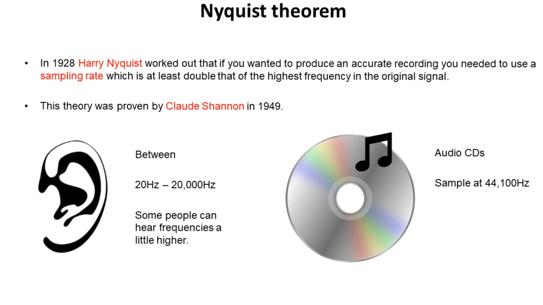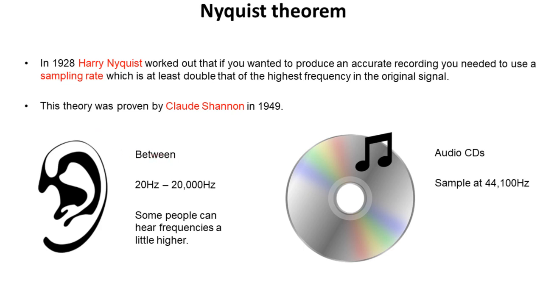In 1928, Harry Nyquist worked out that if you wanted to produce an accurate recording, you needed to use a sampling rate which is at least double that of the highest frequency in the original signal. This theory was proven correct by Claude Shannon in 1949.